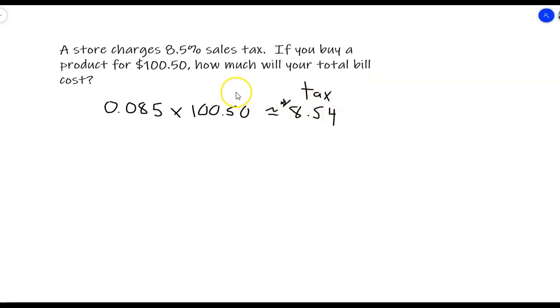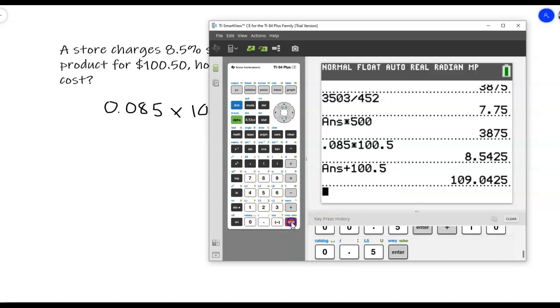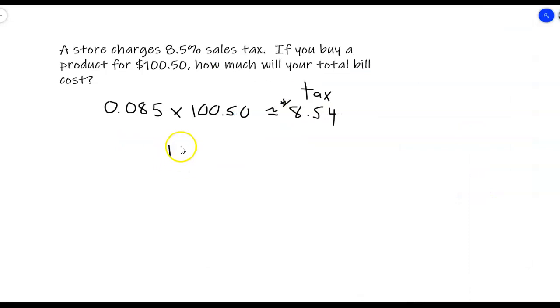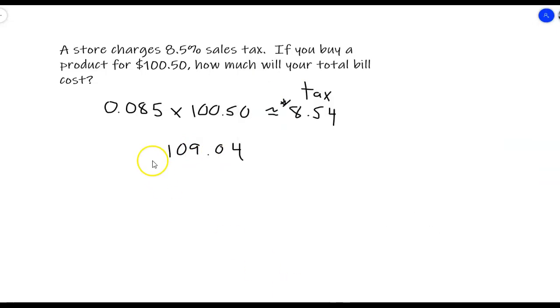Now they want to know the total bill, so the total bill is just going to be the amount plus the tax. Let's use our calculator so I don't mess that up. That plus the 100.5, and that's going to be $109.04. So the total answer is 109.04. Double check that. Yep.